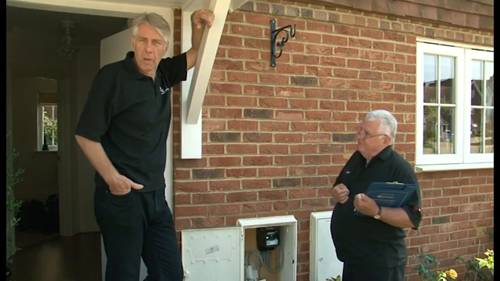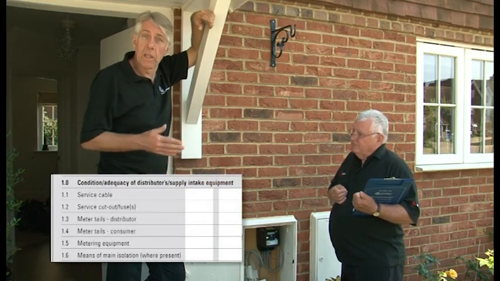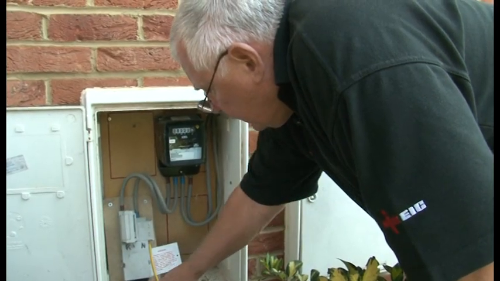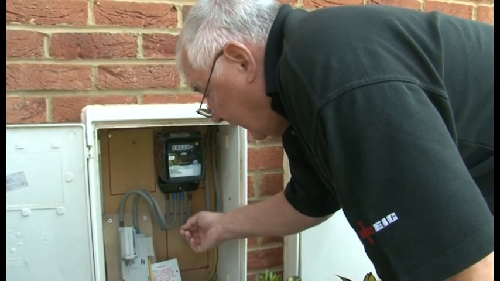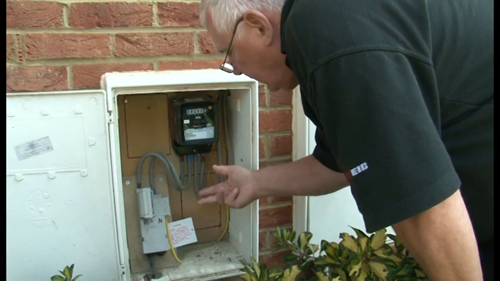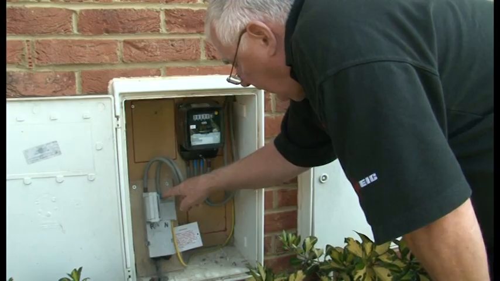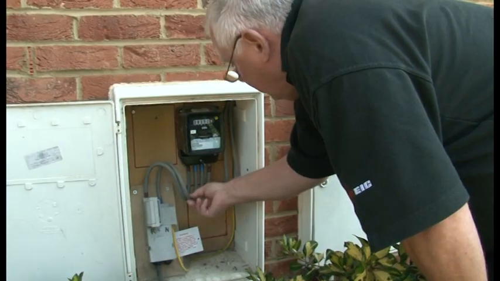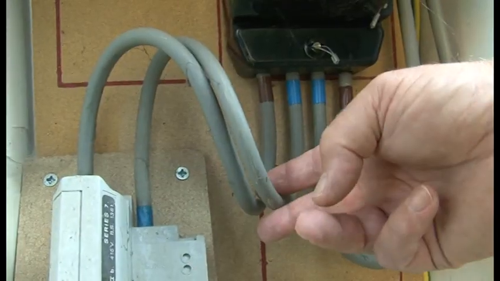The first section which we'll be looking at, which is the same on both the model and the NICEIC forms, deals with the condition of distributor supply intake equipment. So we're looking at the condition of the service cable, the cutout, the meter tails, which I'll also check at the consumer unit, the metering equipment and the means of isolation, if any. The kind of defects I'm looking for are things like damage to insulation, are there any cables hanging out here where live parts might be accessible, signs of burning, overheating, are cables properly supported, etc. Also that the supply is adequate and the meter tails sized correctly.